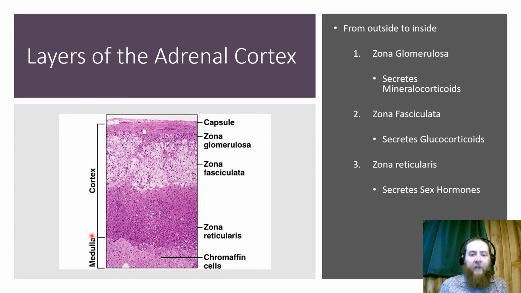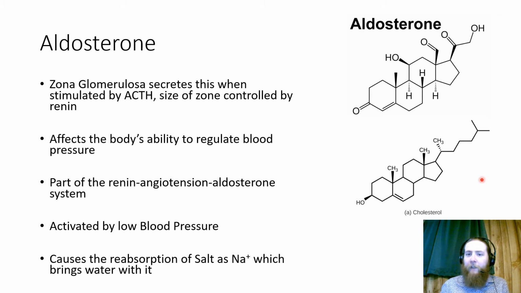And then the zona reticularis is where you're going to have your sex hormones, both for male and female. So estrogen, testosterone. These chromaffin cells down here, this is where epinephrine is made in the medulla. But we're looking at the cortex today, and specifically for aldosterone and cortisol, we're looking at the zona glomerulosa and the zona vesiculata. So let's start with aldosterone.